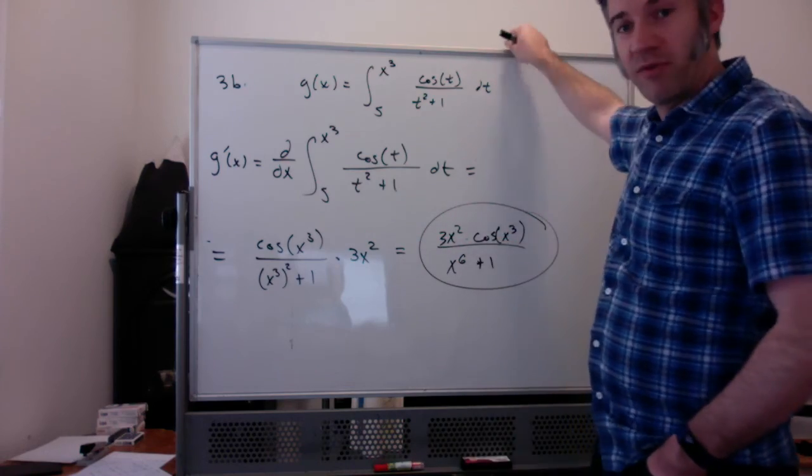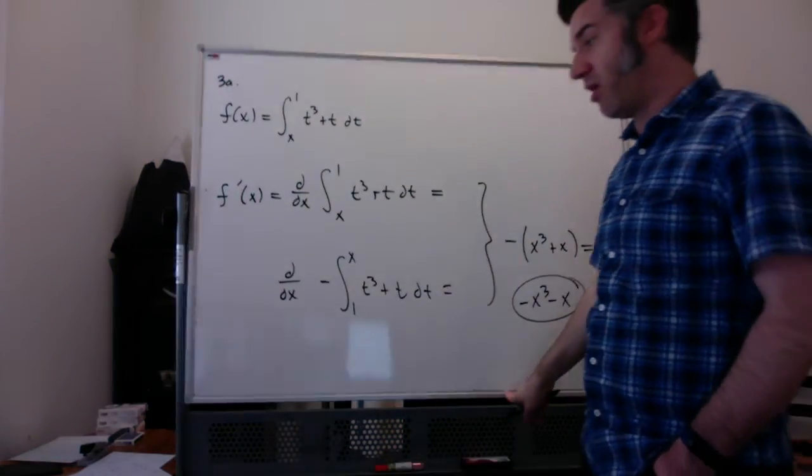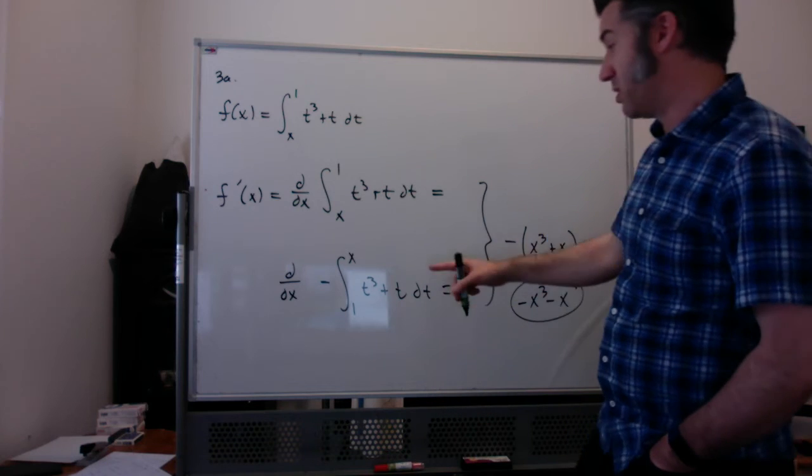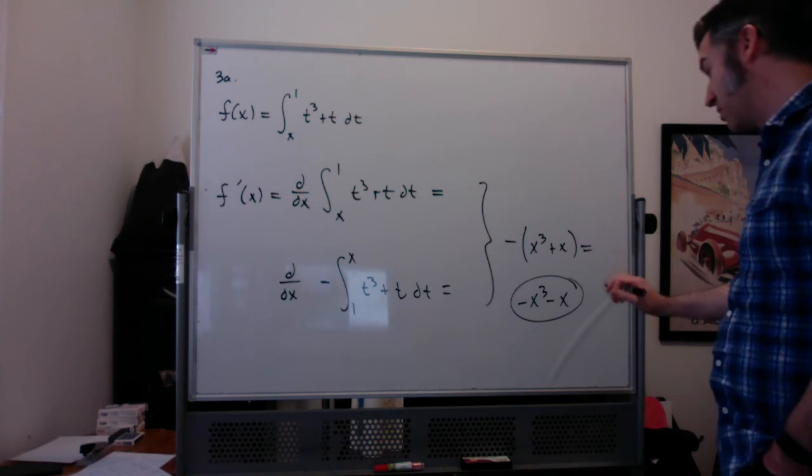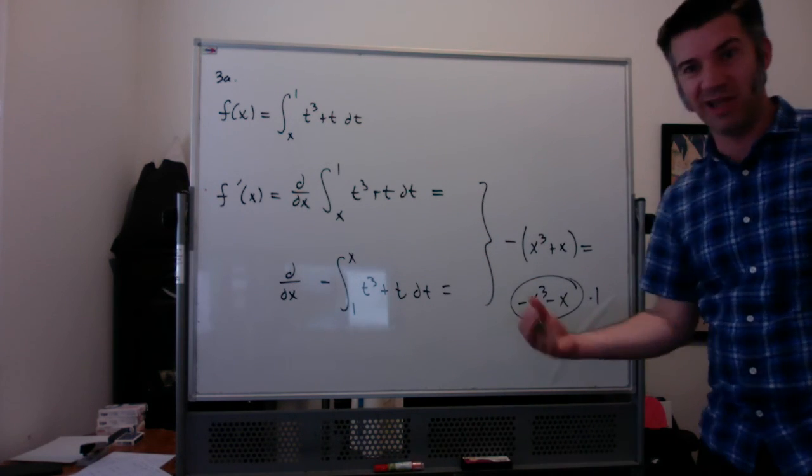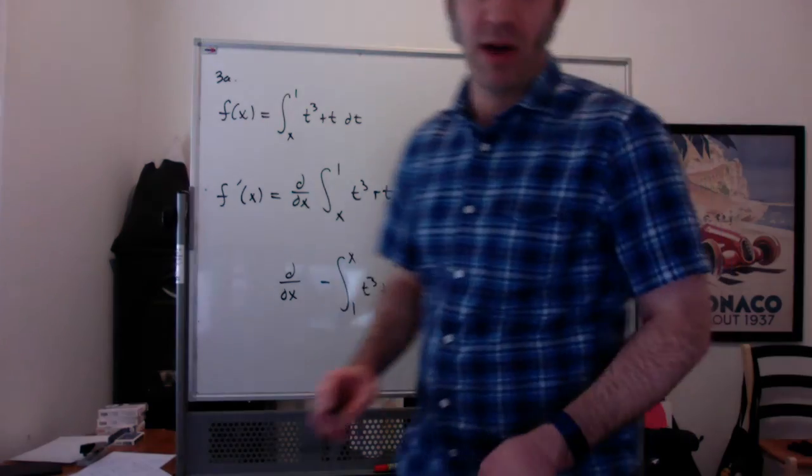You might ask in the previous one why we didn't have to multiply by the derivative. Well, we actually technically did, right? But the derivative of x is just 1. So technically we did multiply this by 1. It's just not written, right? That's problem 3.